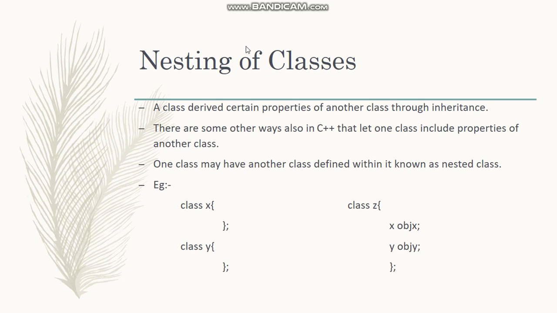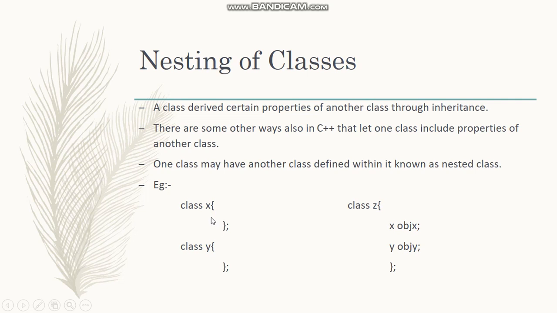The next topic is nesting of classes. A class derives certain properties of another class through inheritance. There are some other ways also in C++ that let one class include properties of another class. One class may have another class defined within it, known as a nested class.